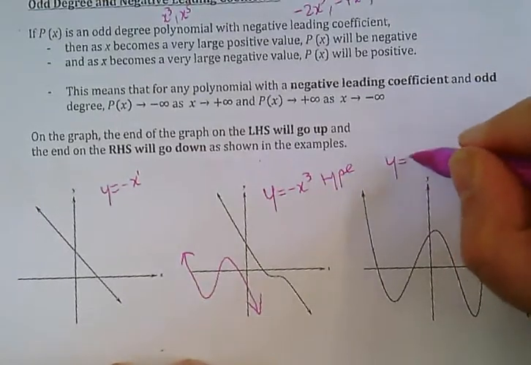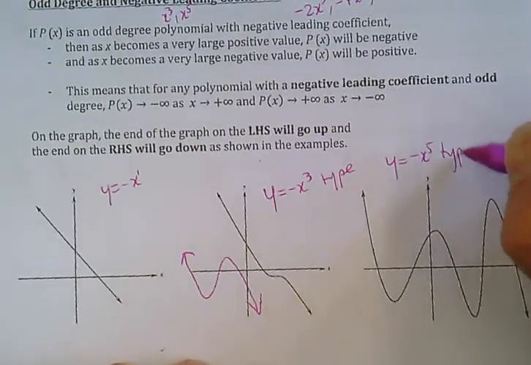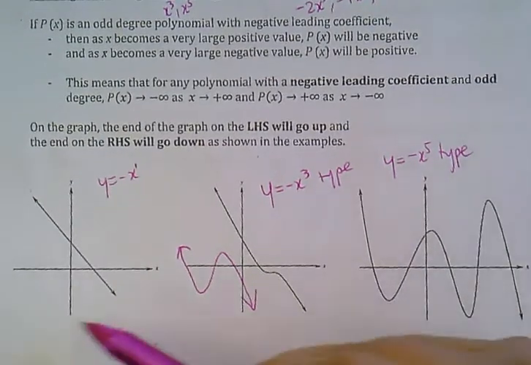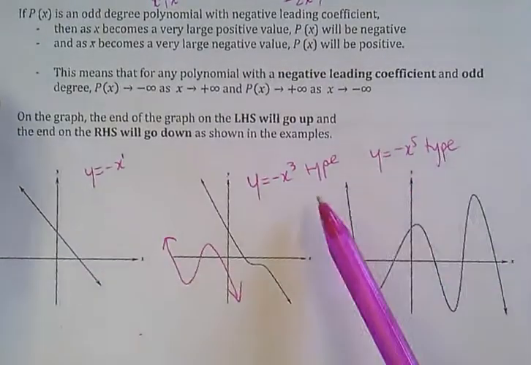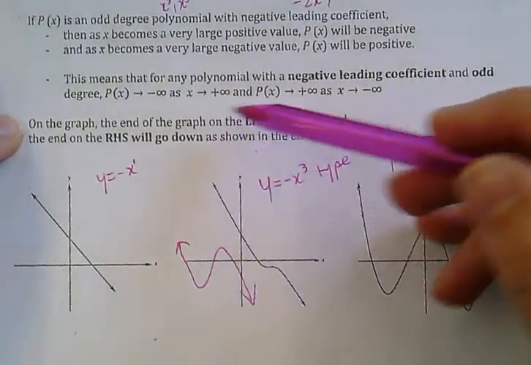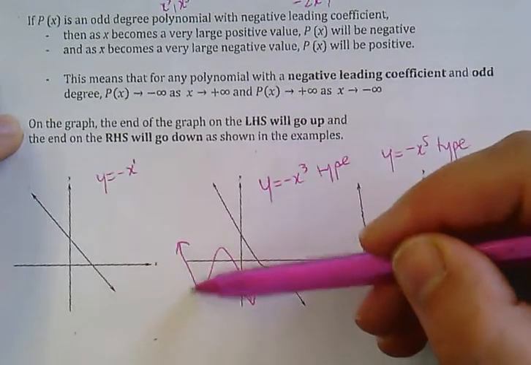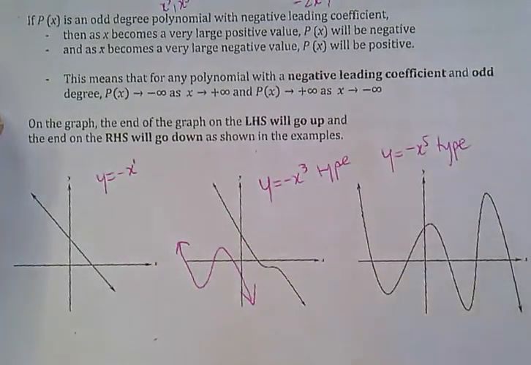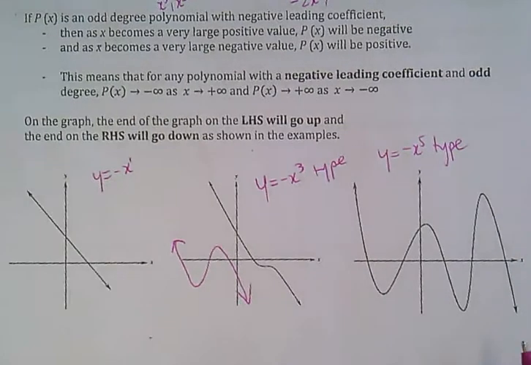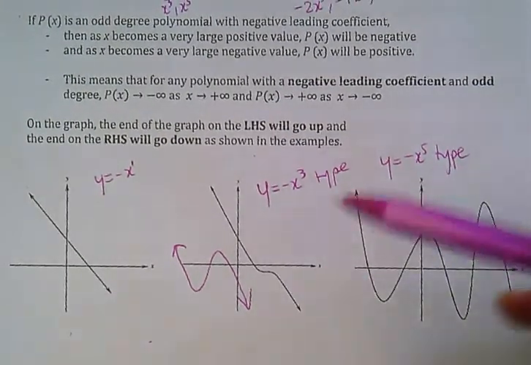And this is a negative x to the power of 5 type graph. 1, 2, 3, 4, 5. So instead of starting from the bottom and going up, they start from the top and go down. Okay? So on the graph, the end of the graph on the left-hand side goes up, but the end of the graph on the right-hand side goes down. All right?